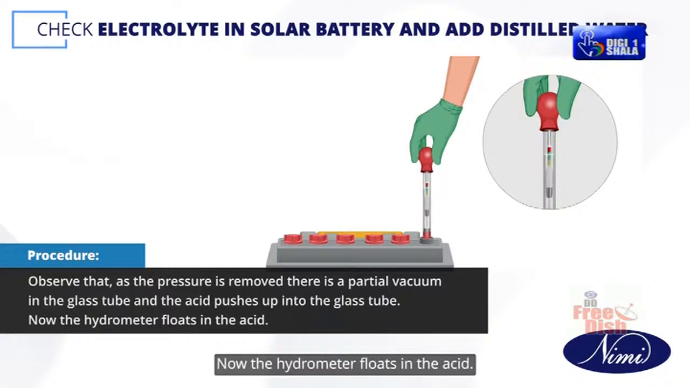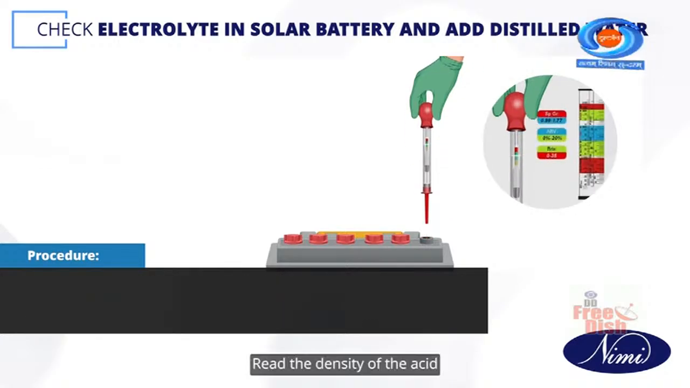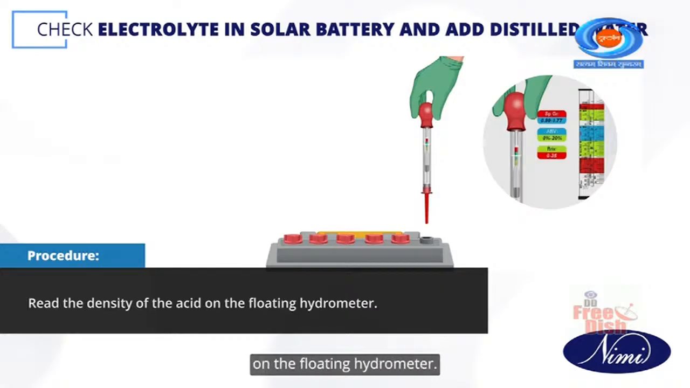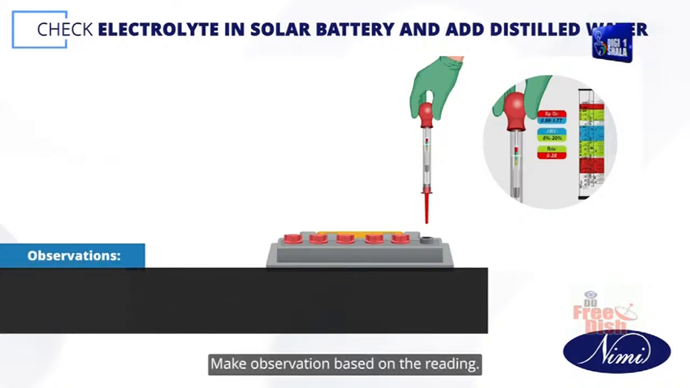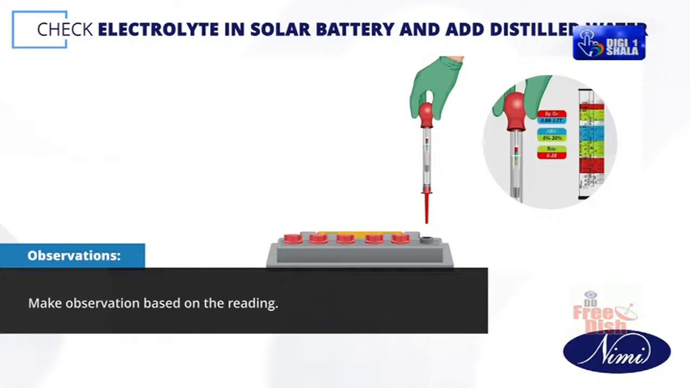Now the hydrometer floats in the acid. Read the density of the acid on the floating hydrometer. Make observations based on the reading.